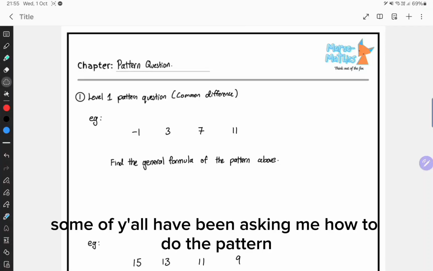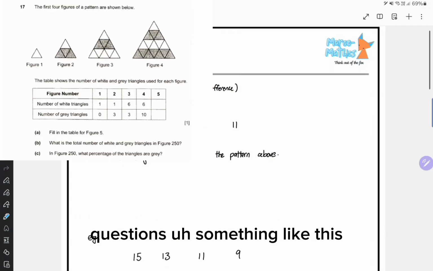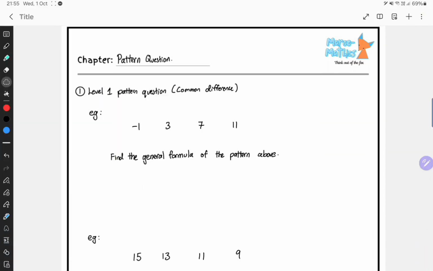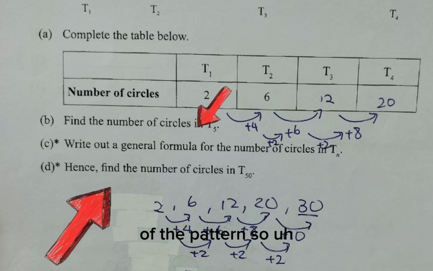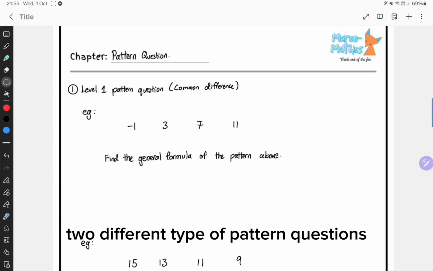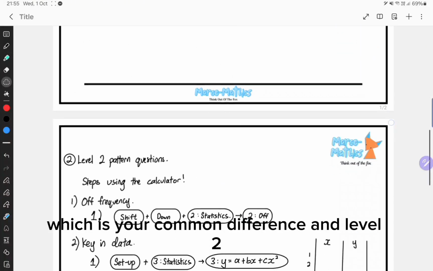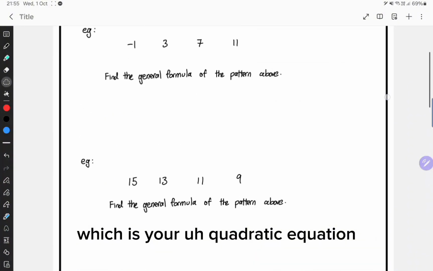Hello, so some of you have been asking me how to do the pattern questions, something like this, or even this. But the main issue is actually finding the general formula of the pattern. So right now I'll just go through two different types of pattern questions: level 1 pattern question, which is your common difference, and level 2, which is your quadratic equation.